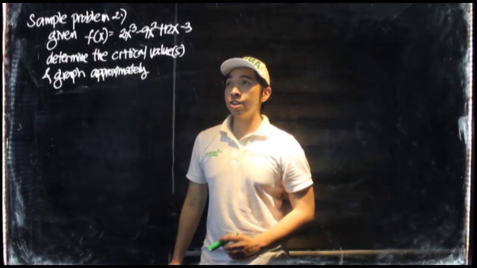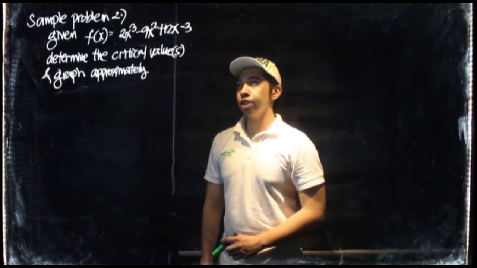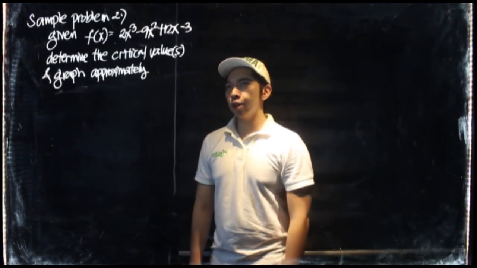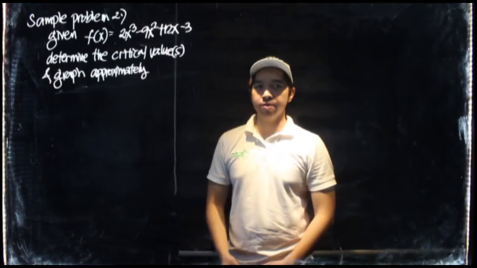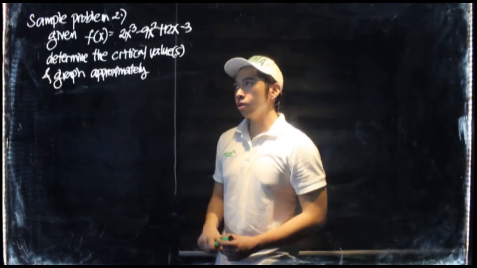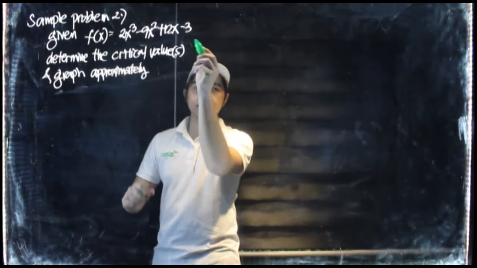Okay, we have here another sample problem. Given f of x is equal to 2x cubed minus 9x squared plus 12x minus 3, determine the critical value or values if necessary and then graph approximately. Just like what we did with the previous example, we're going to find the first derivative based on the original equation, which is this.